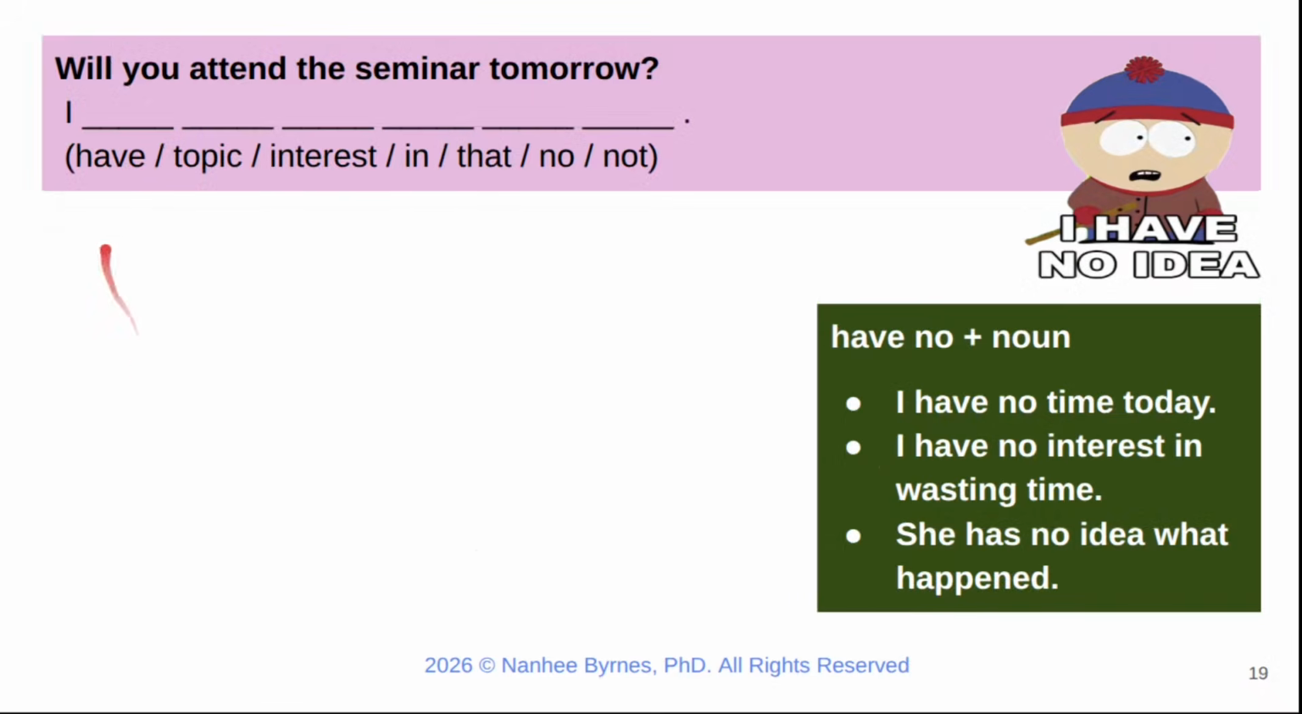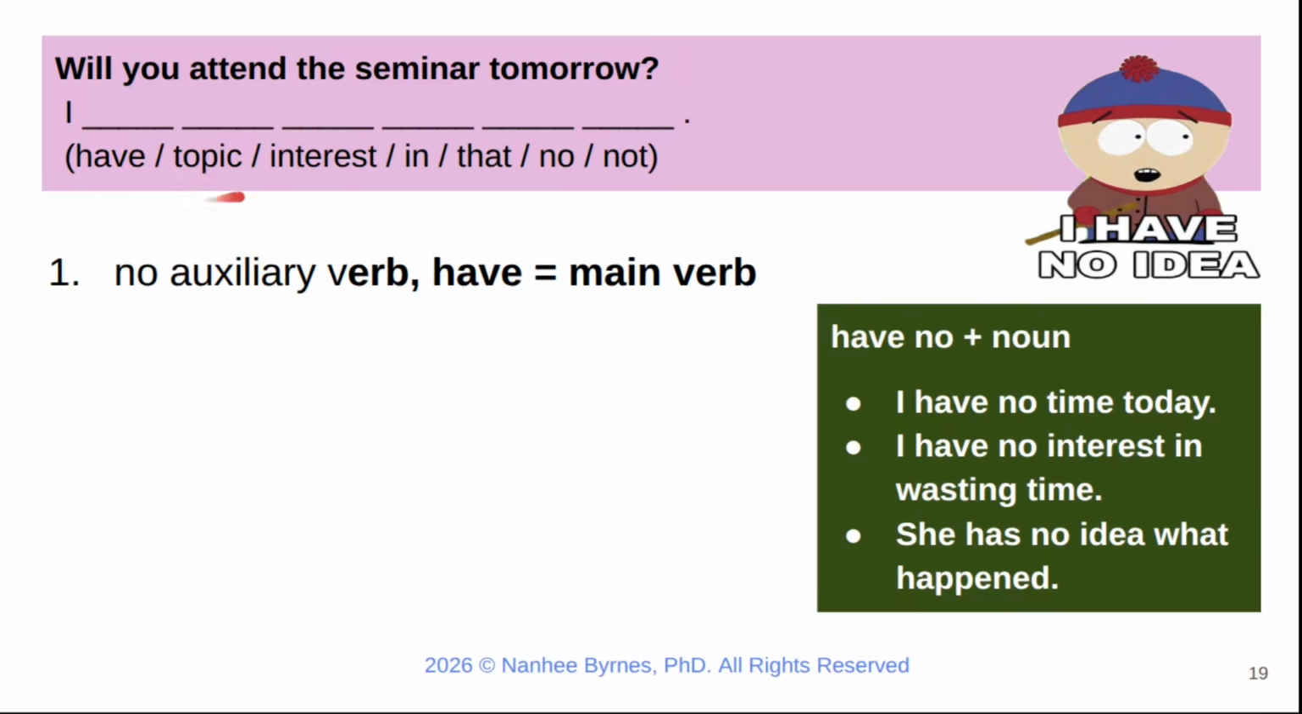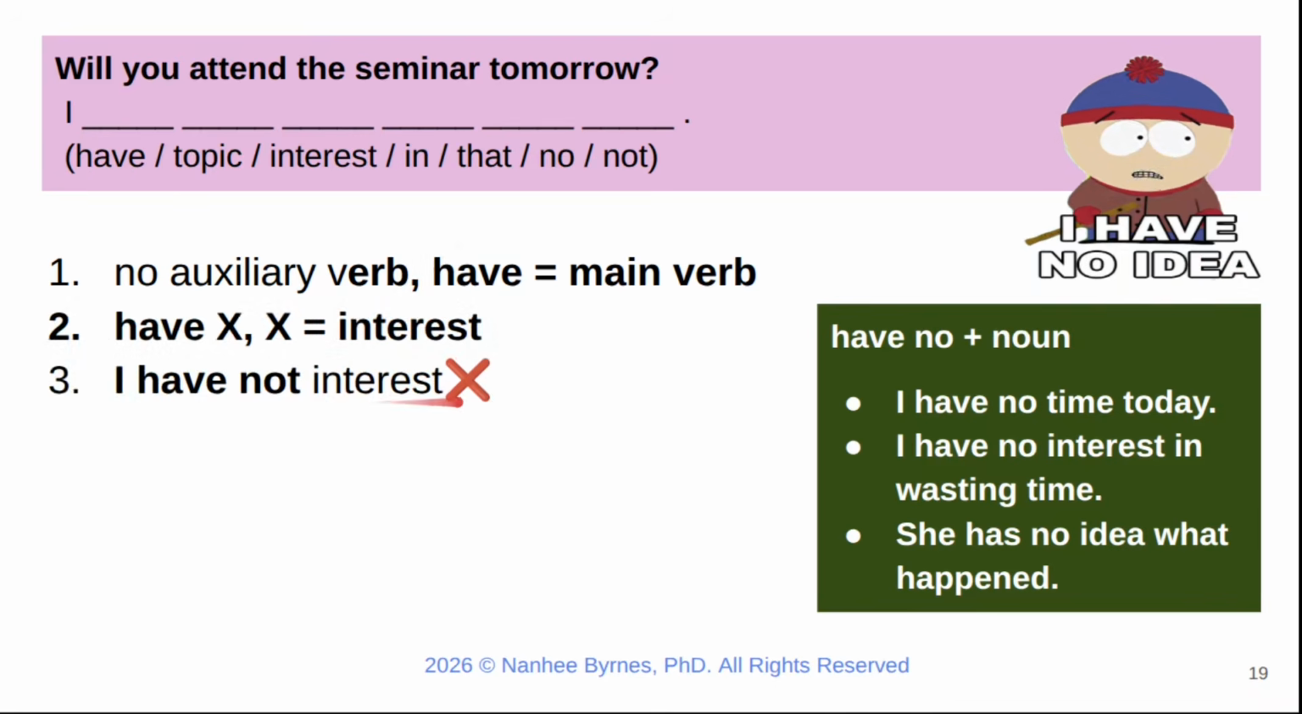Will you attend the seminar tomorrow? Words: have, topic, interest, in, that, no, not. The subject is given, "I." We need a verb, and "have" is the only word that works. There is no other verb, so "have" is used as the main verb, not as a helper. Because "have" is the main verb, we do not use "not" here. Instead of "not," we use "no" as a determiner to modify the noun "interest." The structure "no plus noun" is very common.